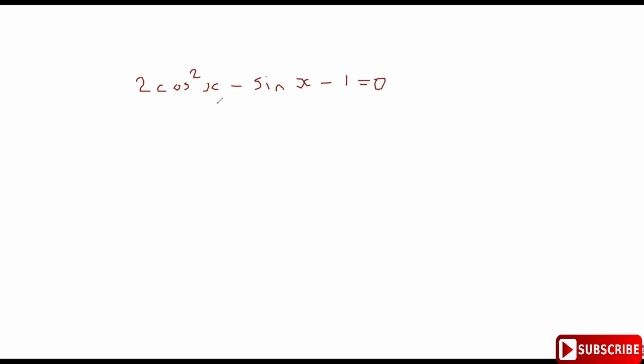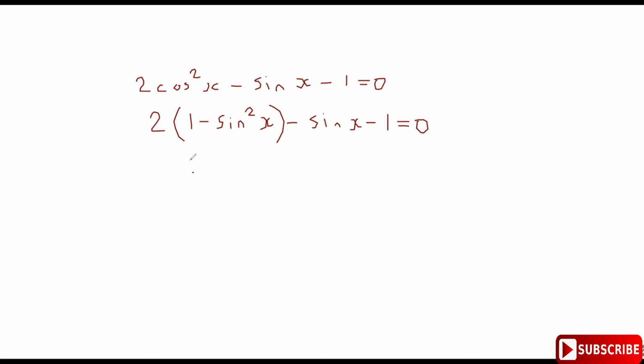First thing we need to do is rewrite cos squared in terms of sine. So it's going to be 2 times, rewrite cos squared as 1 minus sine squared. You might say, sir, why did you do that? I had to do that in order to get an equation strictly in terms of one variable. The one variable is sine x. When you have everything strictly in terms of sine x, we can form our quadratic equation.